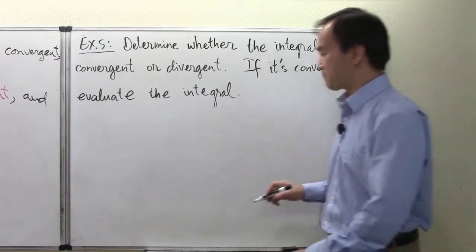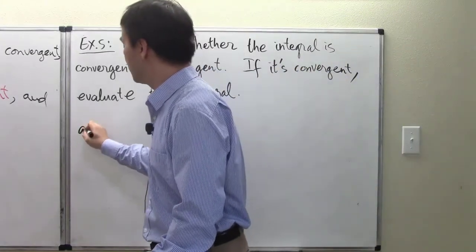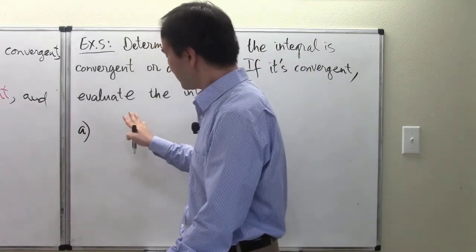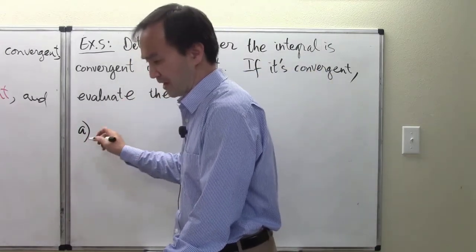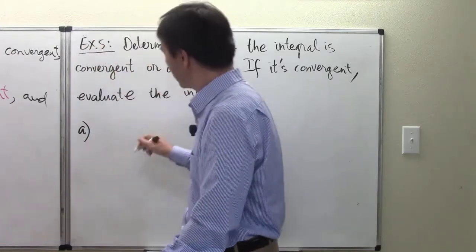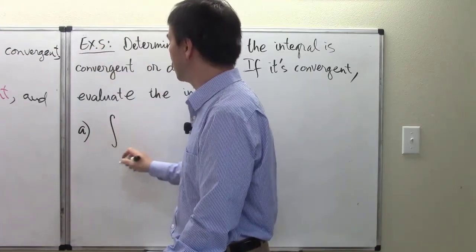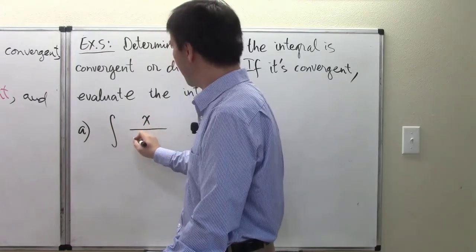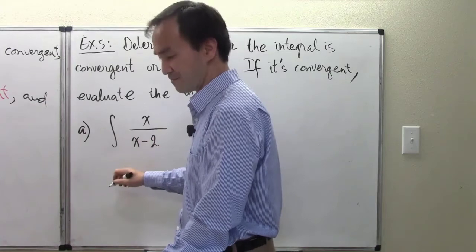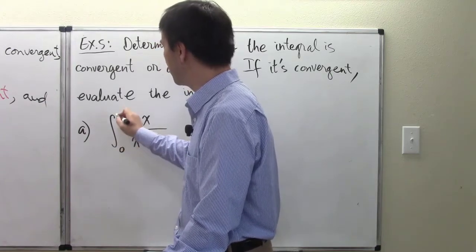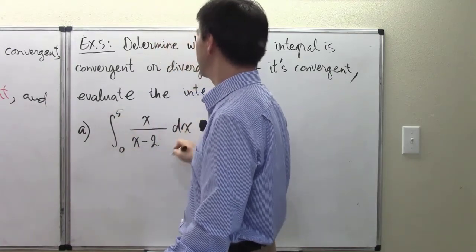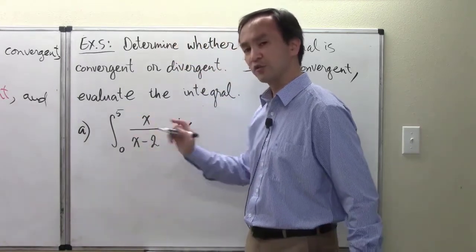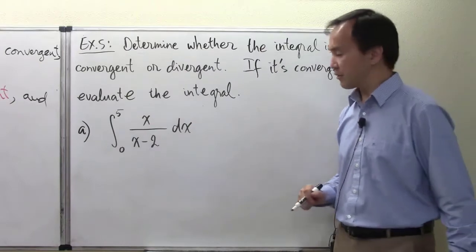Okay, so now here's our part A. In part A, I'm looking at the integral of x over x minus 2, from 0 to 5. So our function is x over x minus 2, and the integration interval is from 0 to 5. That's what we want to integrate over.